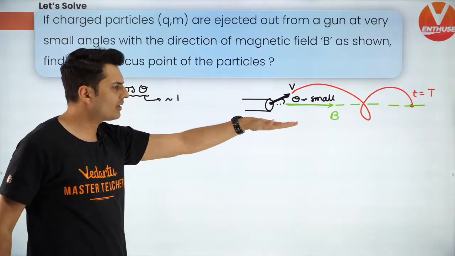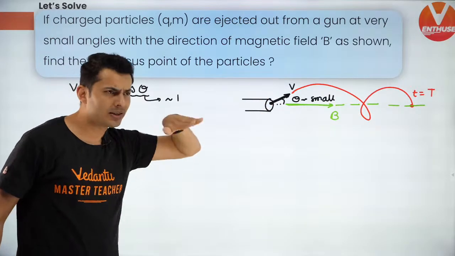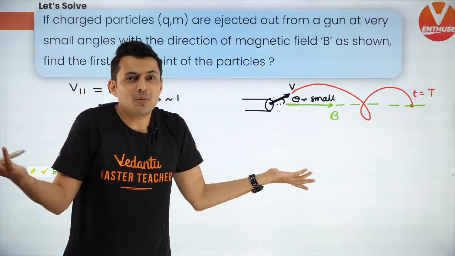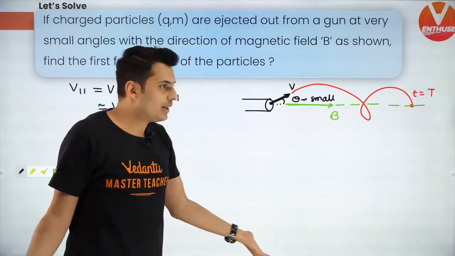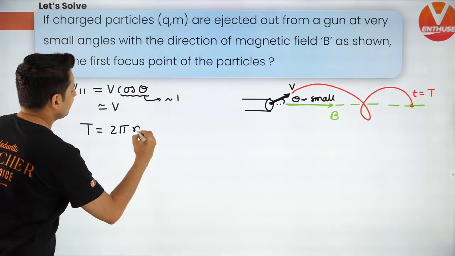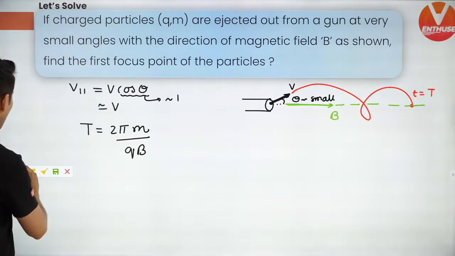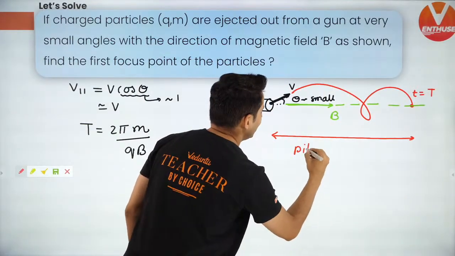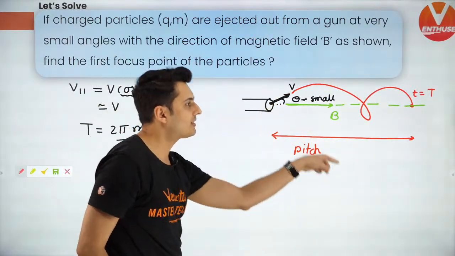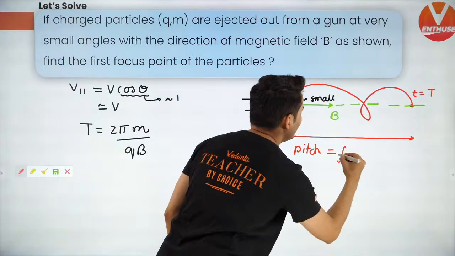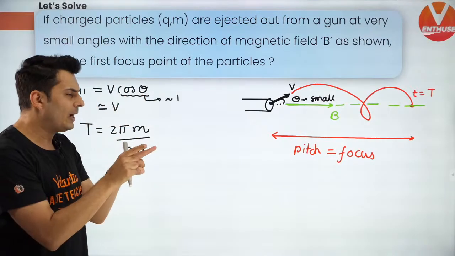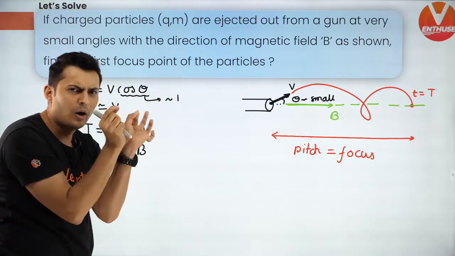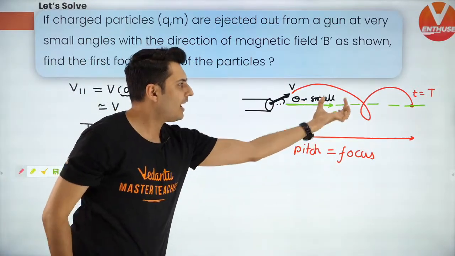All particles, no matter what small angle it is, 1 degree, 2 degrees, 3 degrees, have almost the same speed in this direction. And what about the time period? Remember, time period was always independent of the speed, guys. So time period was 2 pi m by qB. Now think about it. How much distance will they travel from here to here? Exactly the pitch. From here to here, when they come back on that same line, will be the pitch, and that pitch will also be the focus. Each particle will go in slightly different circles, but they will again come back on the same line almost at the same point.